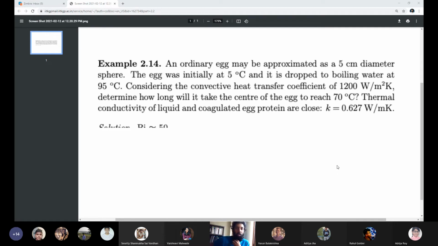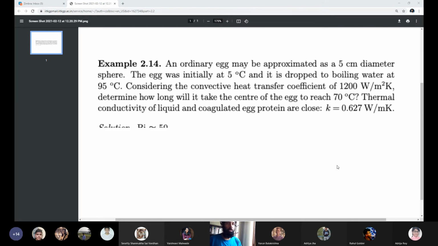Yes, we assume that the material of the egg has the properties of water. It's actually a water protein solution, so I have taken it the same as water. Maybe slightly different, but it's okay. Okay, one more. Okay, done. So that's it for today.